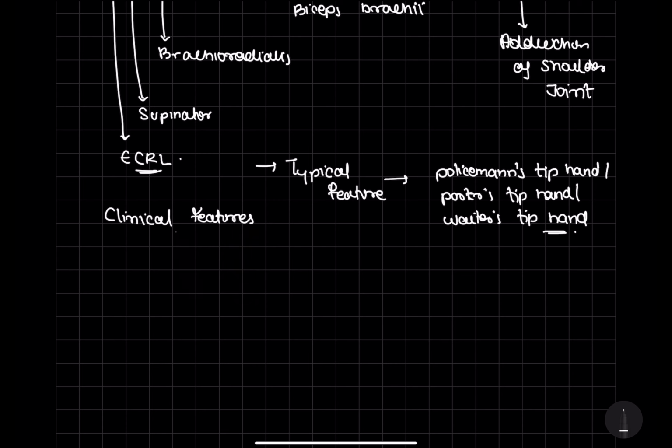Okay, what are the clinical features that are associated with this particular injury? Now what I told you is that yes, your deltoid is gone because your axillary nerve is gone. And what was deltoid's function? Deltoid's function was to abduct your arm, abduction at the shoulder joint.